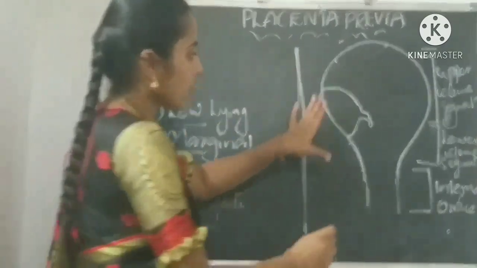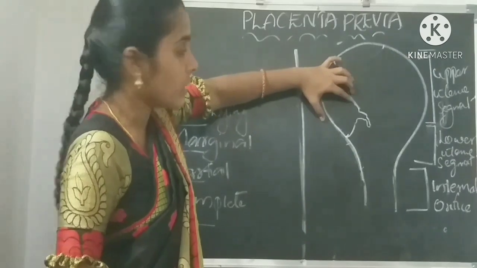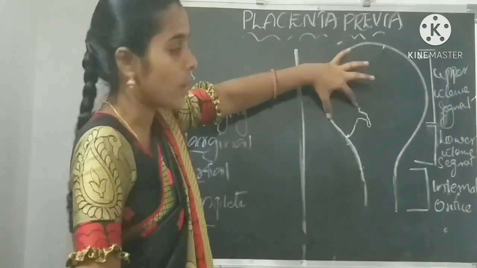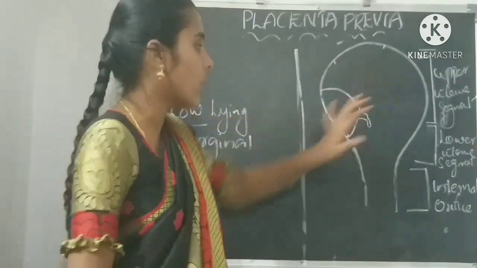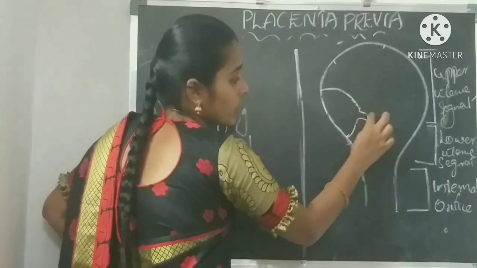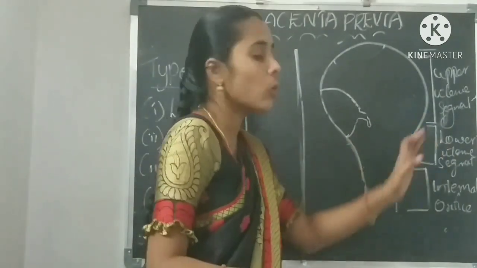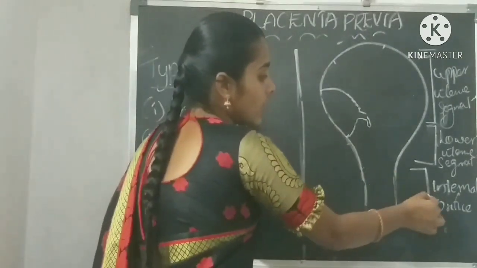So this is a major part of the placenta. The major part of the placenta will be situated in the upper uterine segment, but only the lower border of the placenta will be present in the lower uterine segment, and it will not touch the internal orifice.